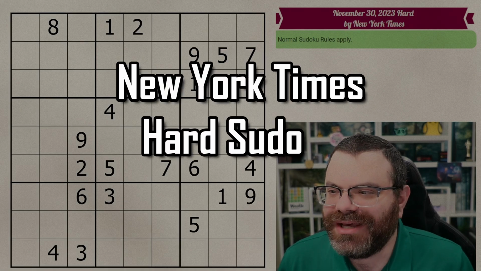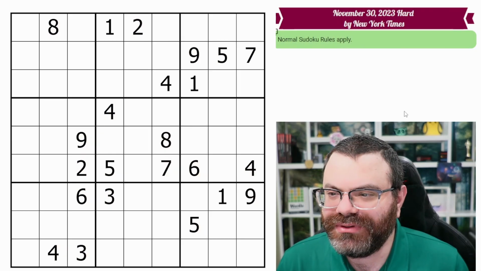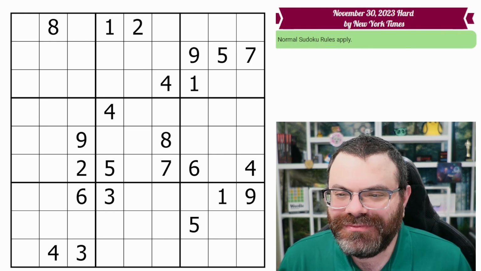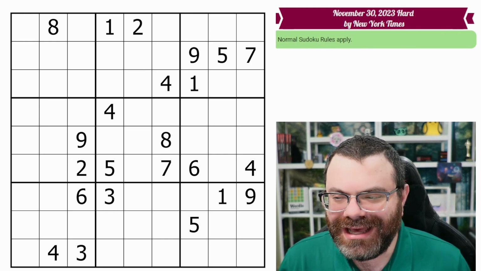Hello, let's do the New York Times Hard Sudoku for November 30th, 2023. There's a link in the description if you'd like to try the puzzle yourself, and I'm going to get started right now.